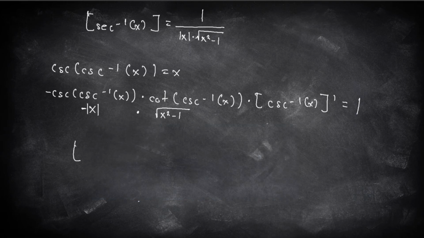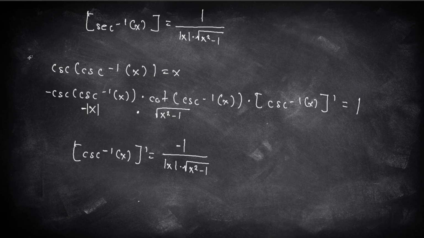So that means the derivative of our inverse cosecant of x is 1 divided by, we have a negative, absolute value of x times the square root of x squared minus 1. And I don't like the negative on the bottom. I usually like to move it to the top. So it's going to be negative 1 divided by the absolute value of x times the square root of x squared minus 1.